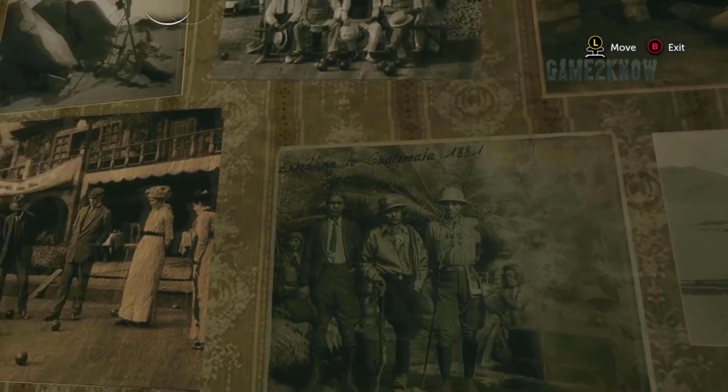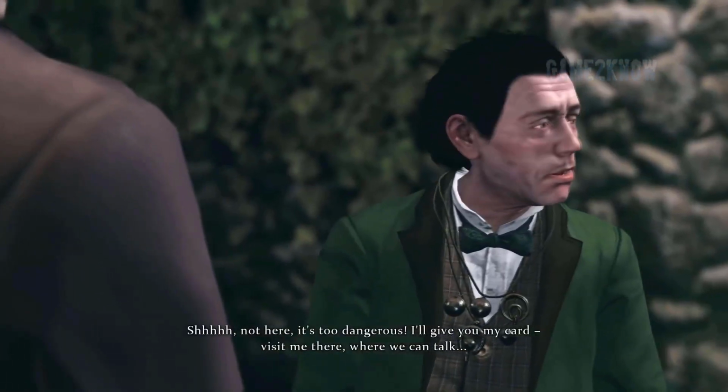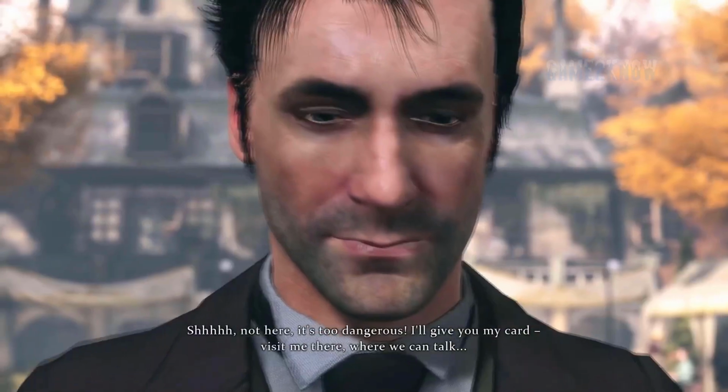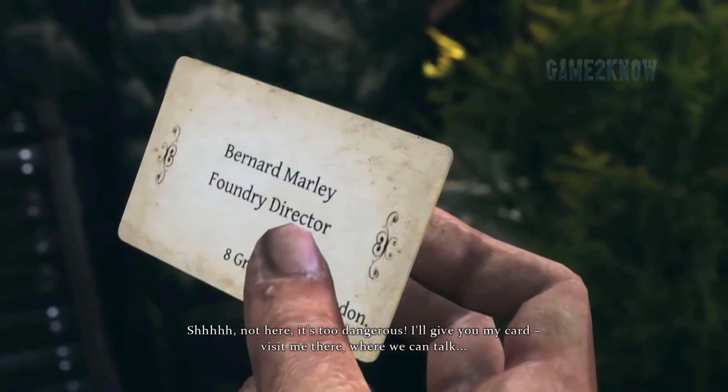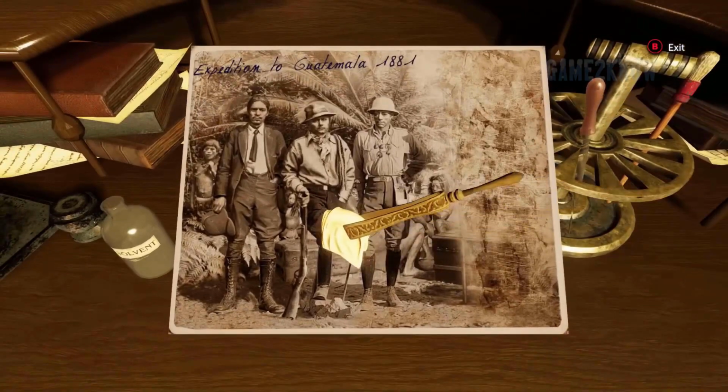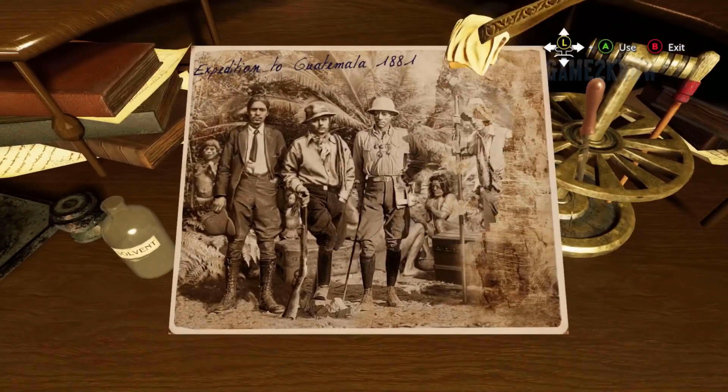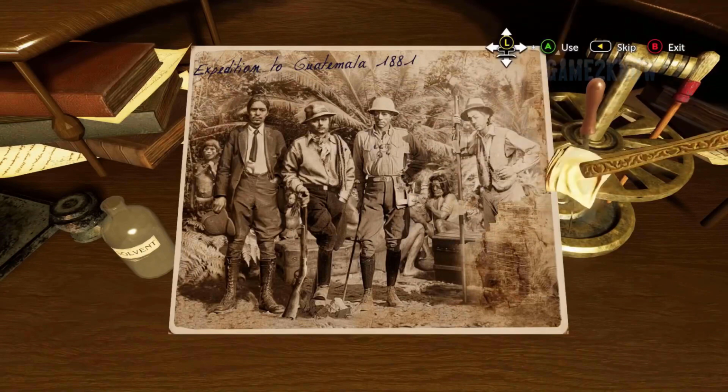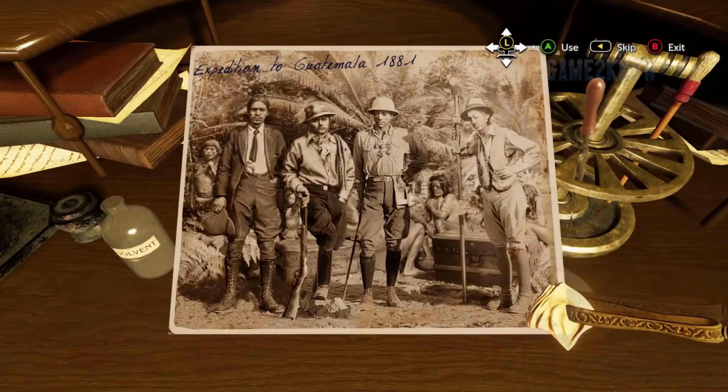The third man on the photograph is Bernard Marley, the builder of the statue and the director of the foundry. Sherlock repairs the photograph, revealing a fourth man, whom Yellingham claims to be Mr. Albeit, who died of a tropical disease in the expedition.